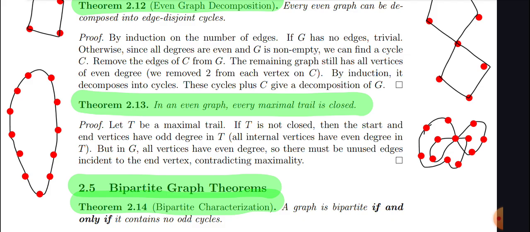And here's where it gets really interesting. The bipartite characterization theorem provides a necessary and sufficient condition for a graph to be bipartite. A graph is bipartite if and only if it has no odd cycles. This is a cornerstone theorem, linking an algebraic property, the partition, with a geometric property, the cycle length.